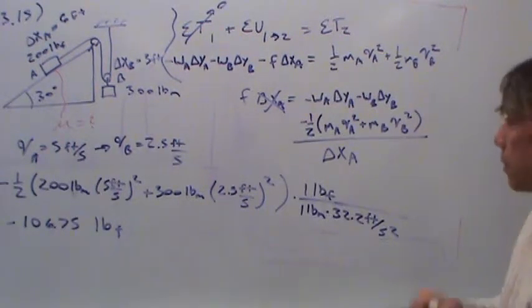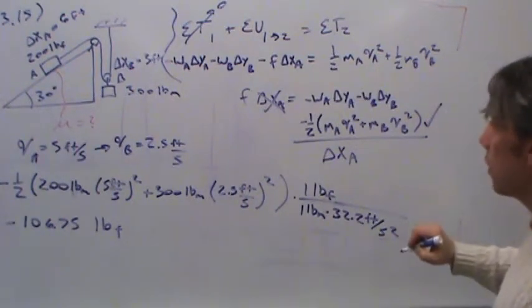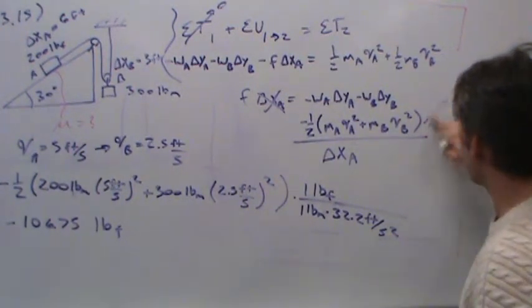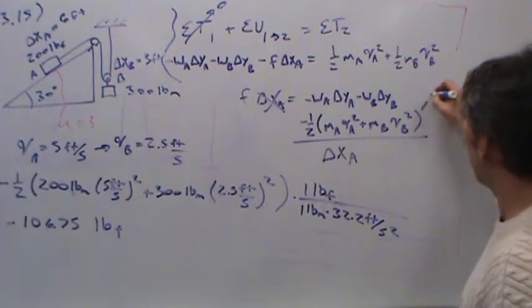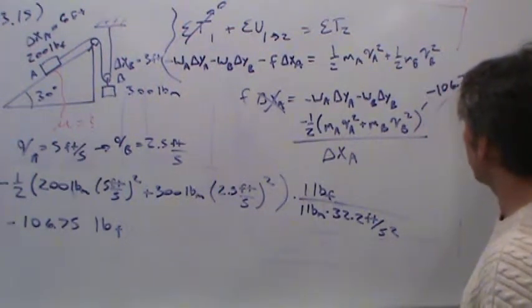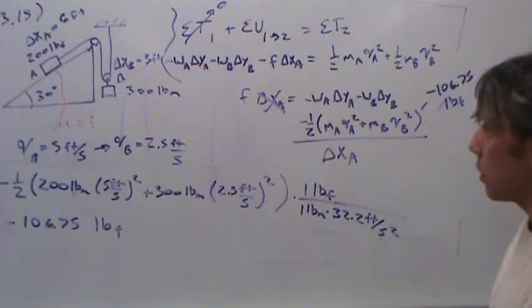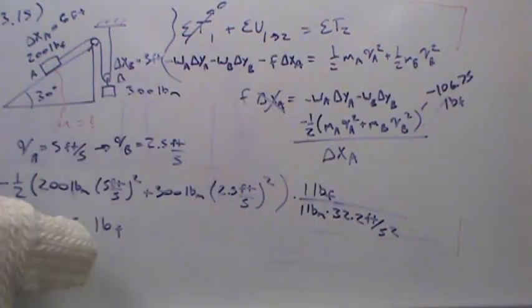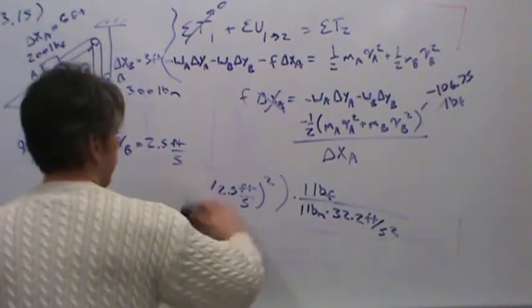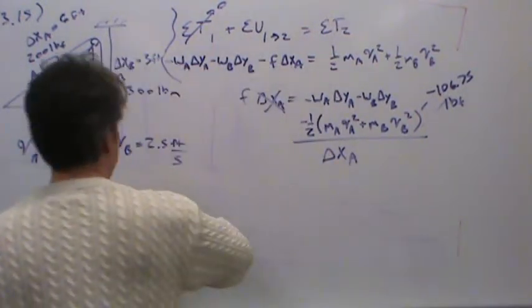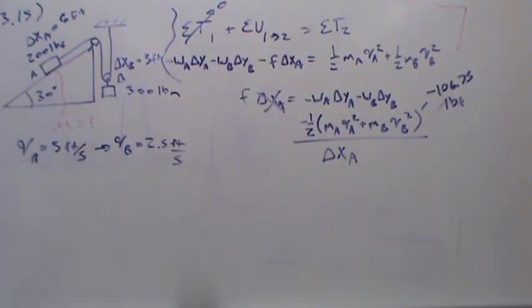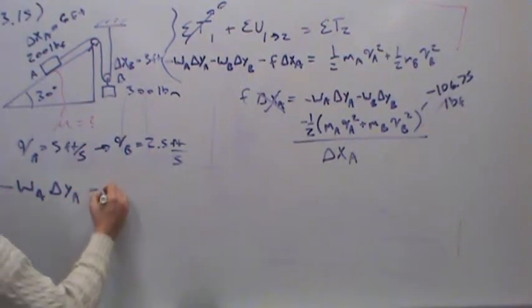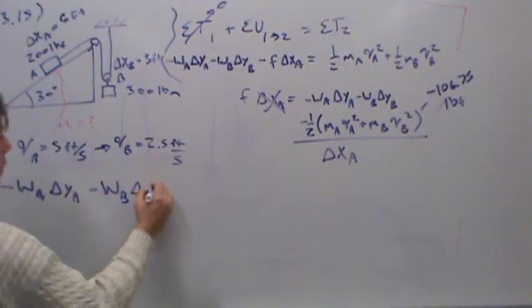All right, so we've got a couple people saying it's all right. Okay, then let's continue. So we've taken care of this piece, and let's just make a note over here of what it is. It's negative 106.75 pounds force. Now let's use the space again to calculate the other term. And we can just take the ratio of those two terms, divide it by the distance, and we should be okay. We need negative weight A delta YA less weight B delta YB.